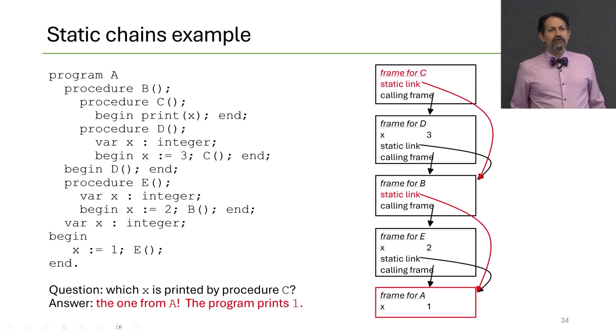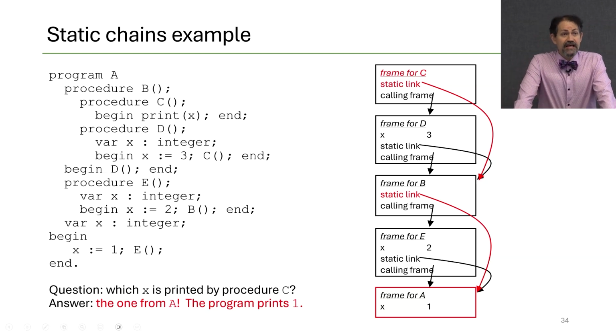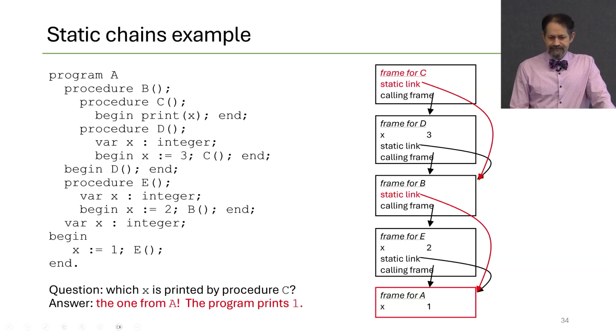On the right, I've shown the static links as well as the return links from one procedure to another. So in static chains, we're going to use the static link from the frame for C to get the frame for B. Then we'll use the static link from the frame for B to get to the frame for A, and there we find the variable x whose value is 1. So the program will print 1.